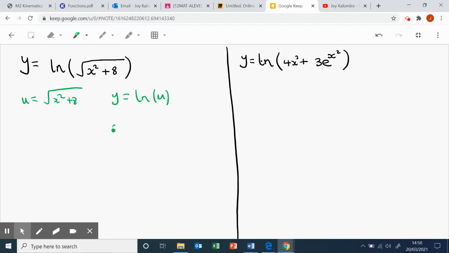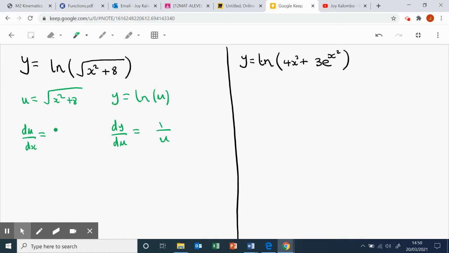Now, I can do this quickly. dy du is equal to 1 over u, just knowing that ln of something differentiates to 1 over that something. And du dx, we would use the chain rule again. So it's a chain within a chain.